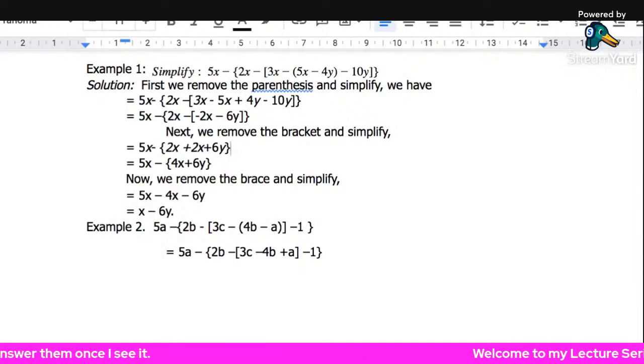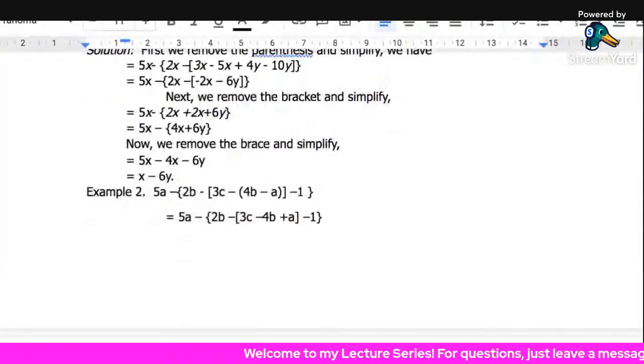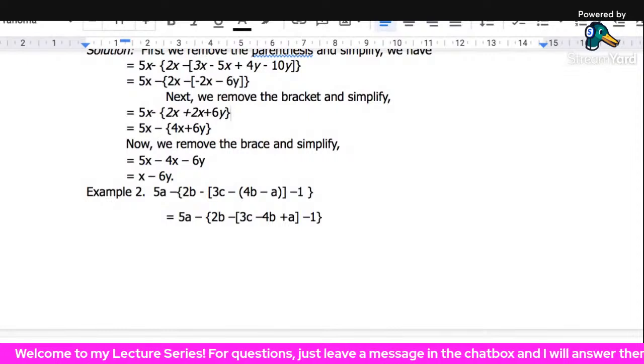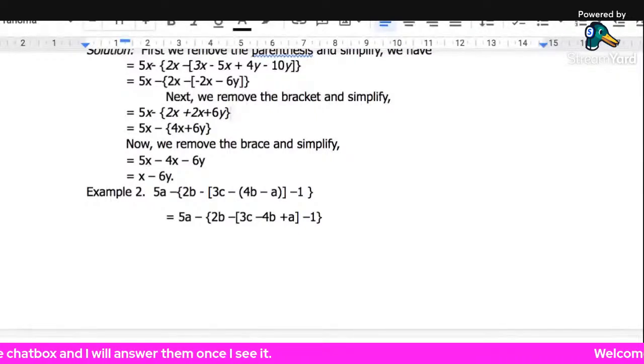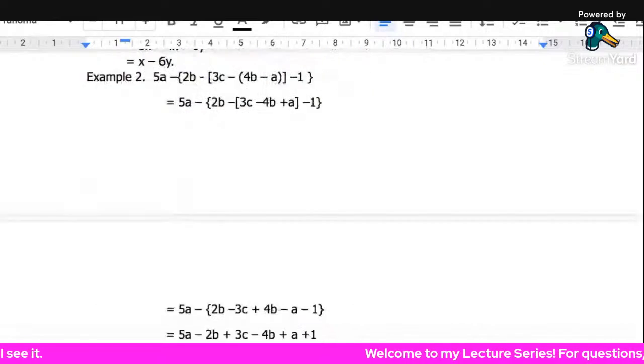Again, just remember the rule. You start from the middle, and then you proceed to the outer grouping symbols until you eliminate them. And while doing so, you have to simplify, okay? Group similar terms and simplify until you will get the simplest expression. All right, so I'm going to leave example number 2.